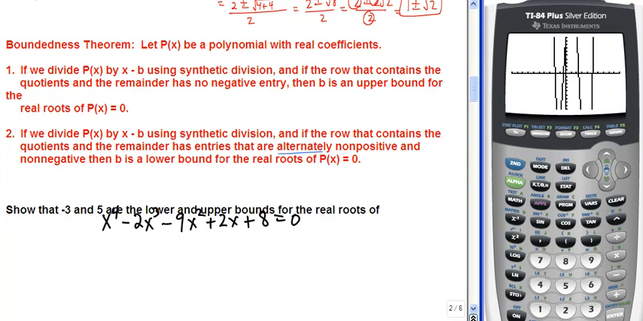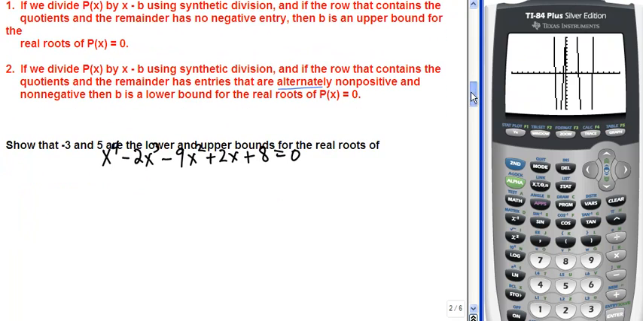So what does non-positive mean? It means you're either 0 or you're negative, and non-negative means you're either 0 or you're positive. So the entries in that quotient row would have to alternate between pluses and minuses, plus, minus, and so forth, also allowing 0 as a potential value in that quotient row as well. So let me show you what I mean by how this is going to work.